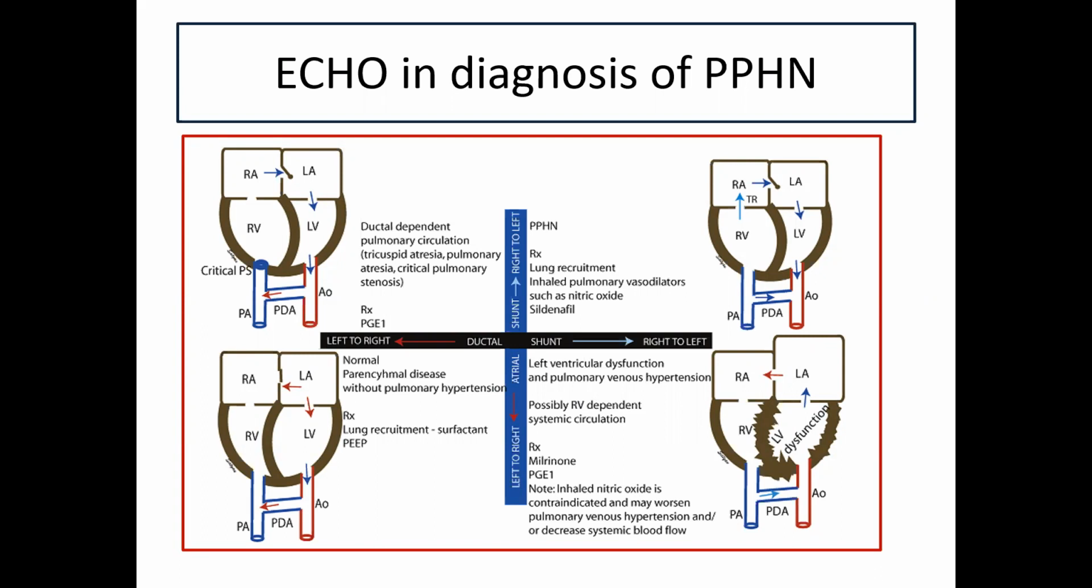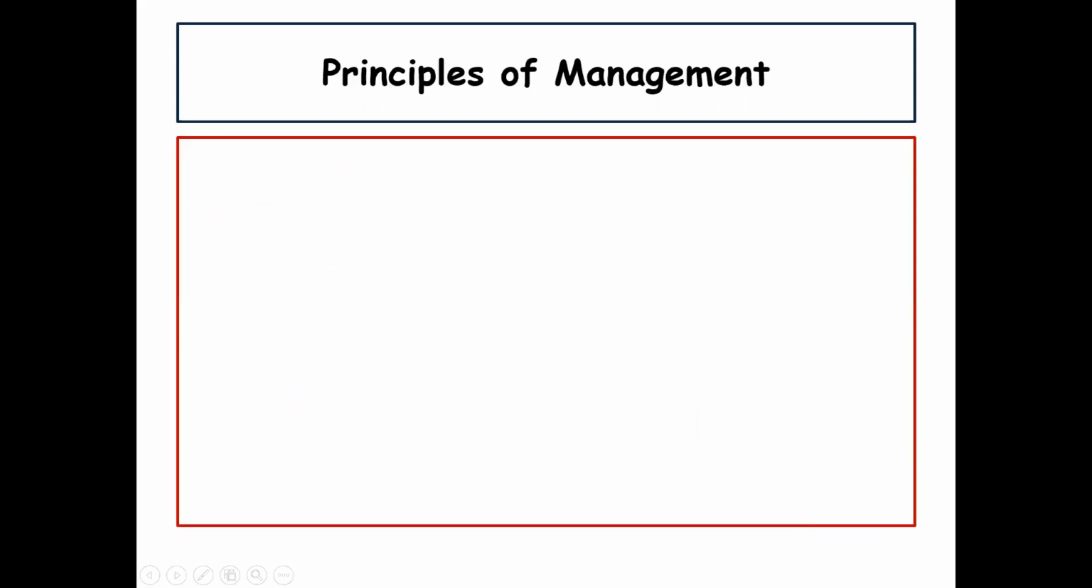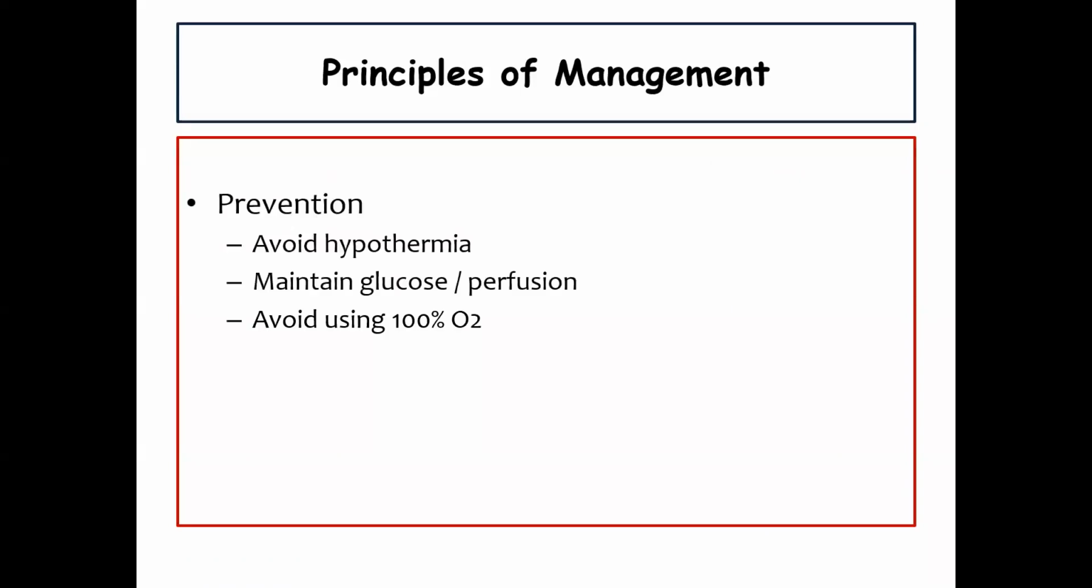Here, one should start an inotrope and try to optimize the left ventricular contractility and improve the systemic blood flow before we think of measures to reduce the pulmonary vascular resistance. So coming to the management of PPHN per se, the management of PPHN centers primarily on prevention.